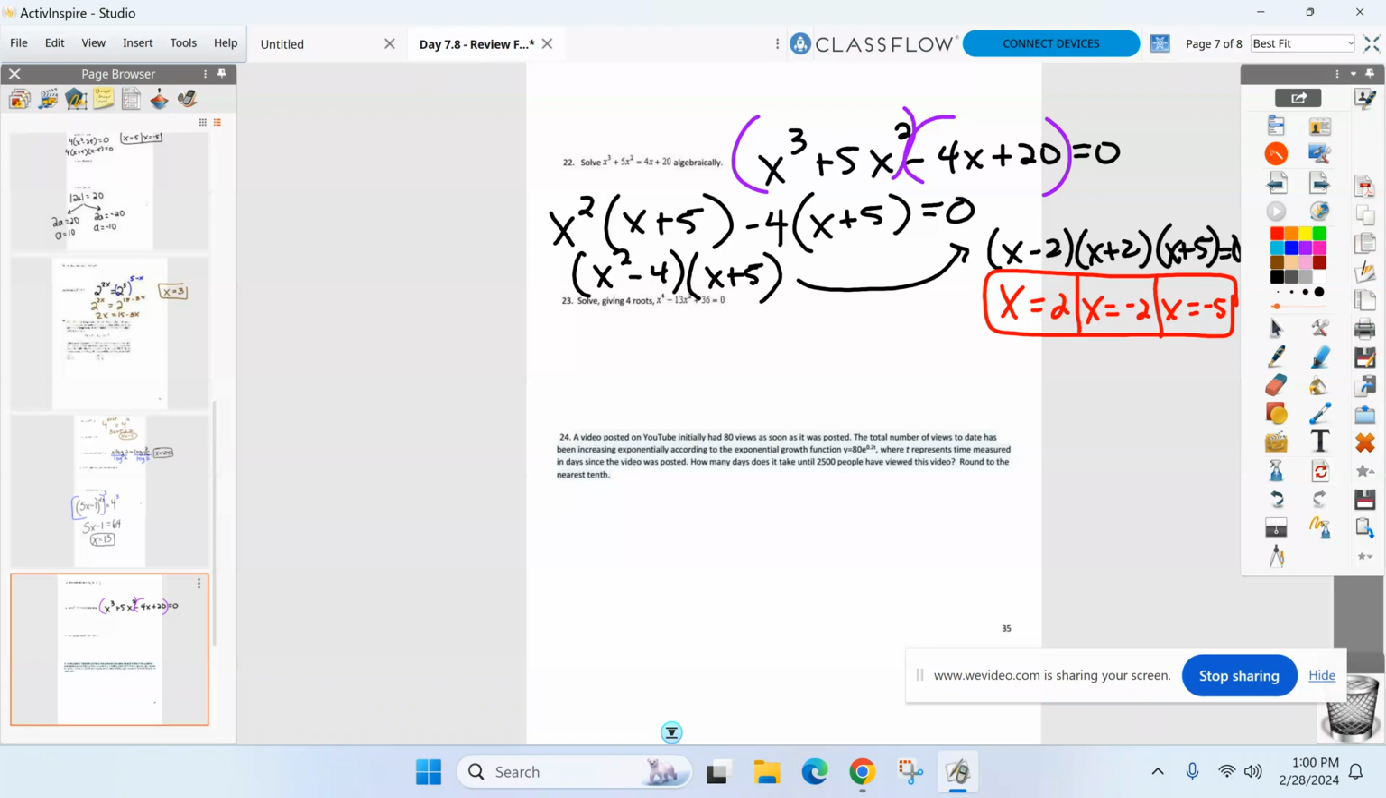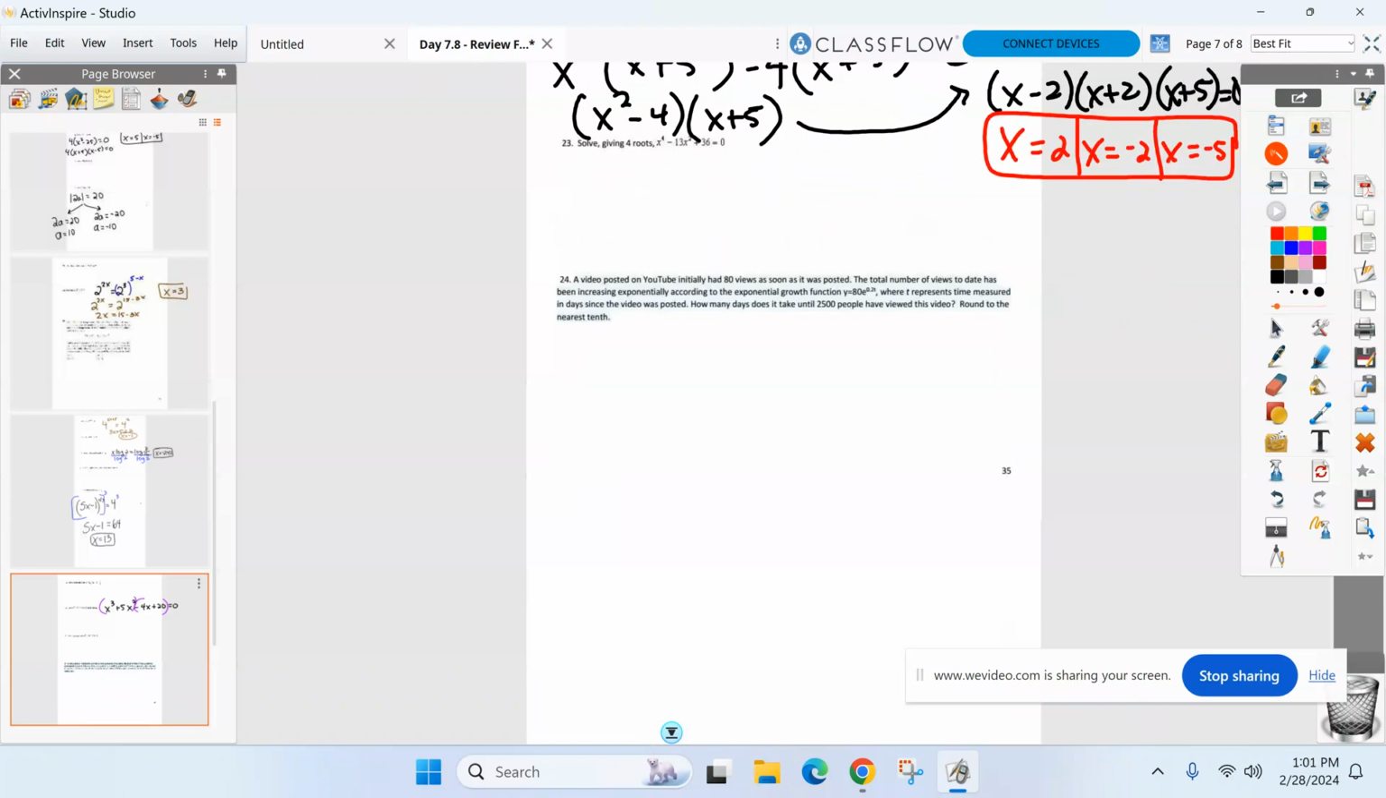Questions? Who gets the word problem? 24. Who's going to get the word problem? We're down to the nitty gritty here. Who do I got left? Ethan and Gabby? He already went. He did the absolute value one. Okay, here we go.